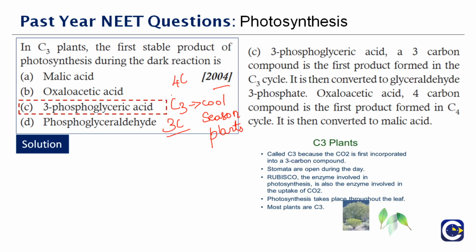C3 plants are called so because the carbon dioxide is first incorporated into a 3-carbon compound. Stomata are open during the day. RuBisCO, the enzyme which is involved in photosynthesis, is also involved in the uptake of carbon dioxide. Photosynthesis takes place throughout the leaf. Most plants are C3, and they are the ones which grow in cool regions, that is where the temperature is minimal or below the minimal.